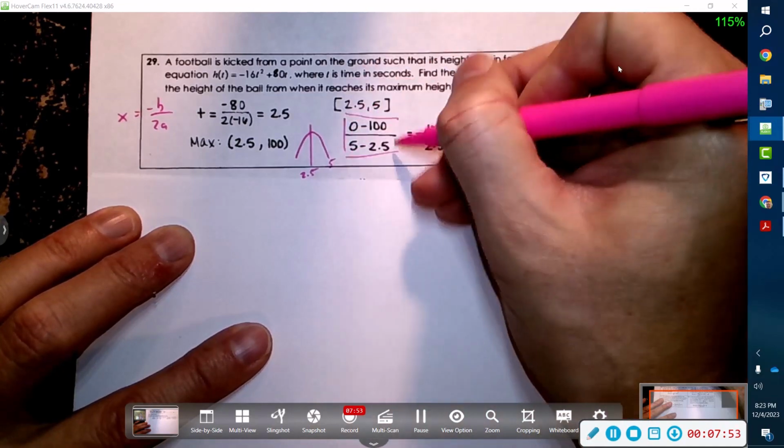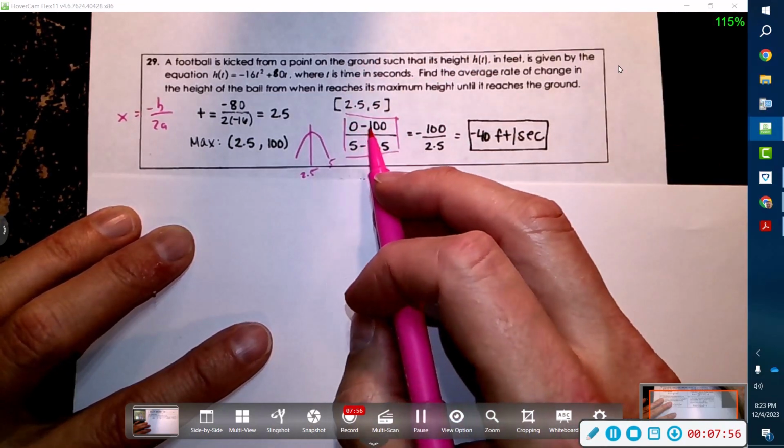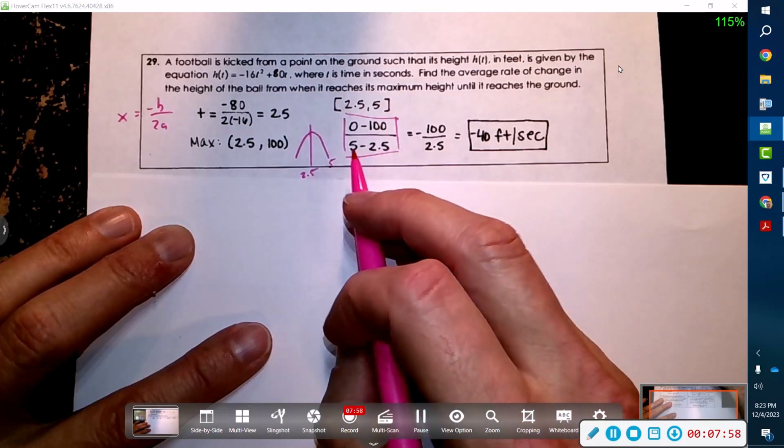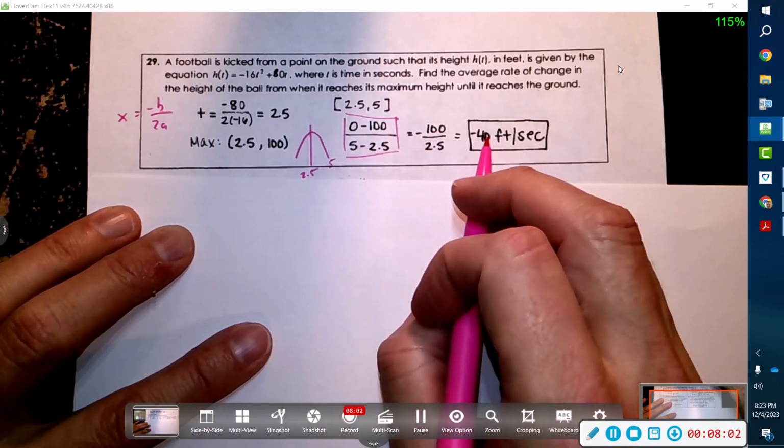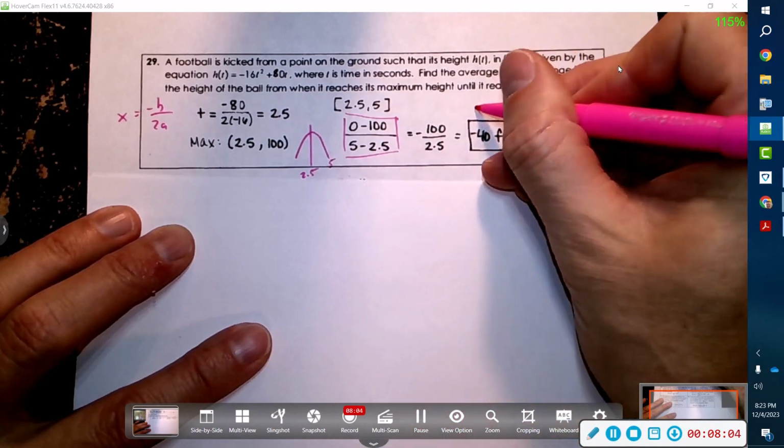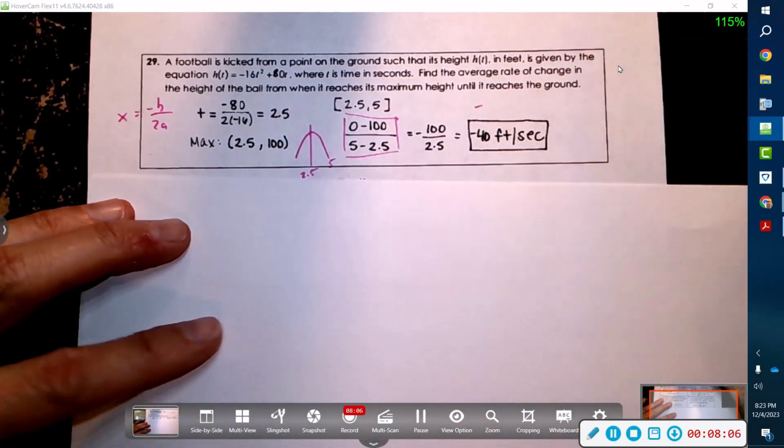This is the f of b minus f of a. This is b minus a. Okay, figure out what that is. Looks like it's -40 feet per second. And negative on velocity just means that it was going downward.